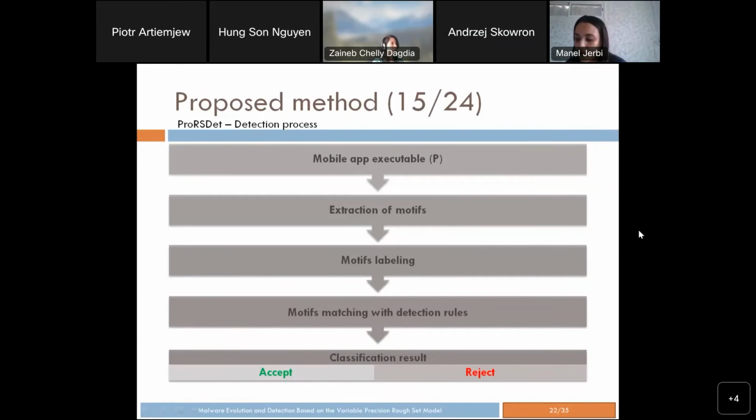Finally, the ProRS detection process works as follows. In order to predict the nature of a given app, first we start by extracting its motives. We label them by comparison to the base of examples. Then we compare those motives to the antecedent of the detection rules in order to give the final classification result.